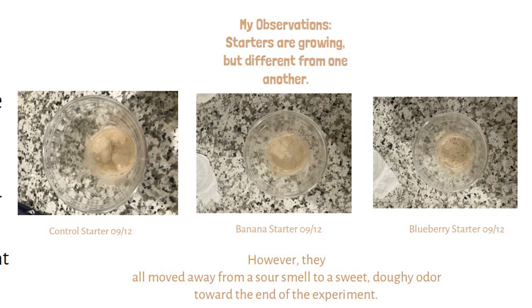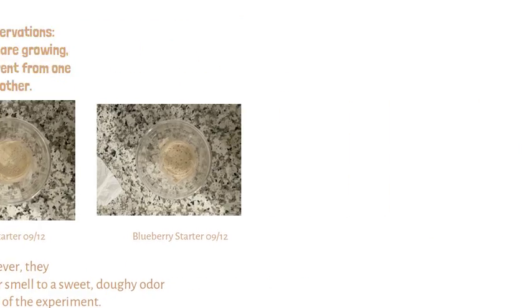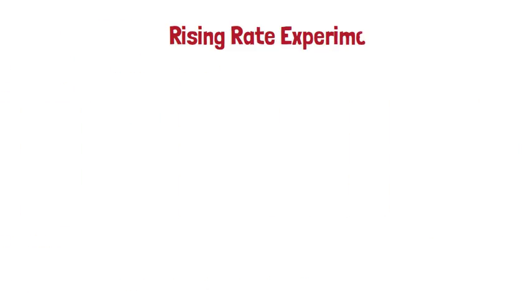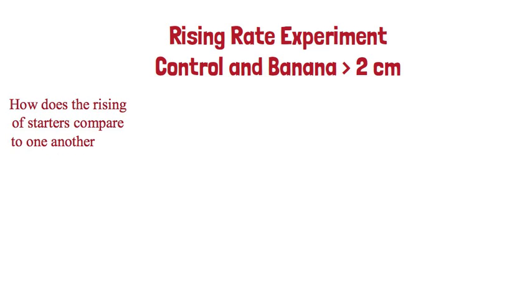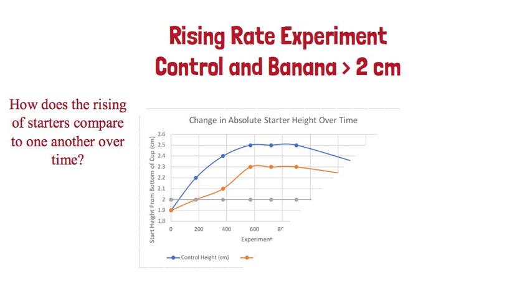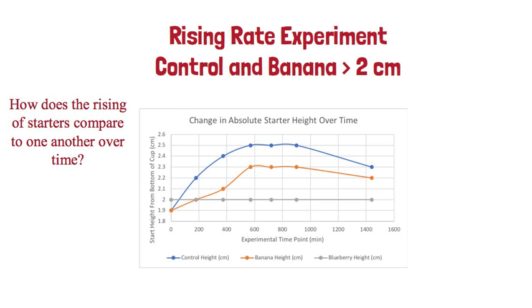Overall, my experiment was a success with 2 of my starters, the control and banana, showing rising rates approaching 2 centimeters. However, each starter exhibited rising and falling at different times. A rising rate experiment conducted with another member of the class shows the control having the greatest increase in growth in centimeters over time.